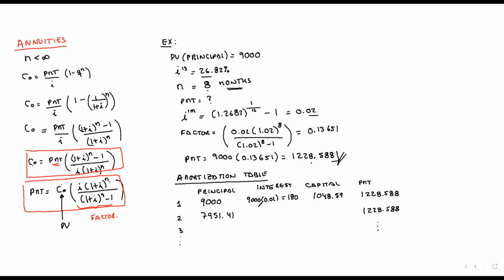So how much money will I pay in interest? Well, how much money you owe to the bank is going to be 7,951.41 multiplied by 0.02. This is going to be equal to 159.03. And if you take the difference between payment minus the interest, you obtain 1,069.56. And as you can see, guys, the capital will start increasing and the interest will start decreasing. Got it? And let's do what is left from this table using Excel.